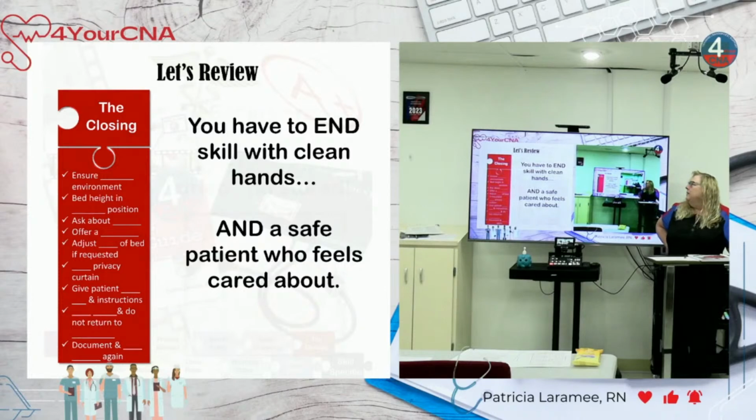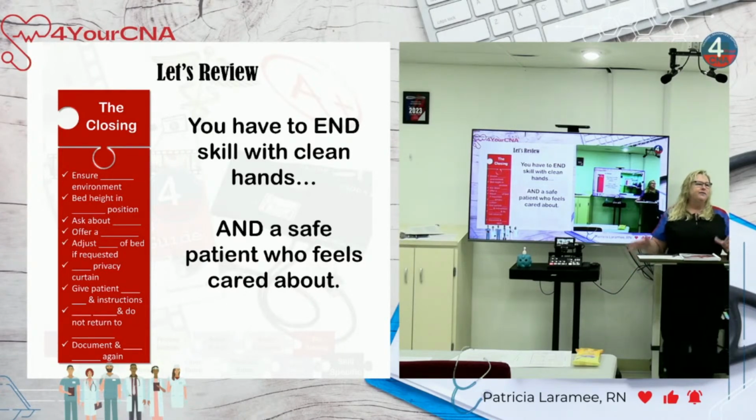And then we have the closing. So we have to end the skill with clean hands. That is a testing principle. So that means we got a whole lot to do before we wash our hands. So washing hands is way down here on the closing. So what are some things we have to do before we wash our hands? There's lots of C's here.